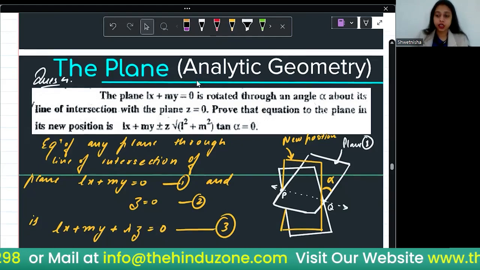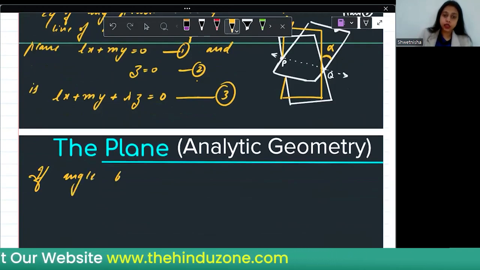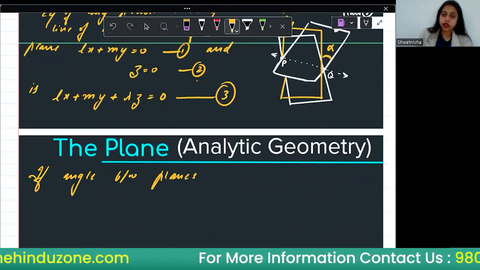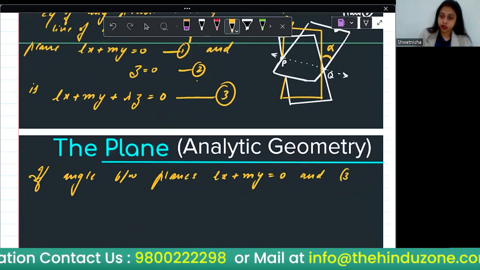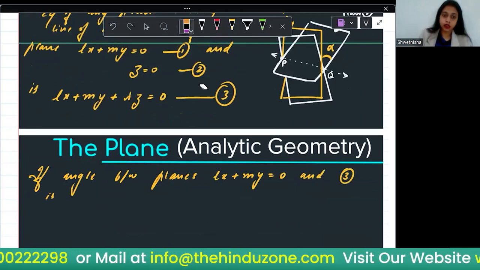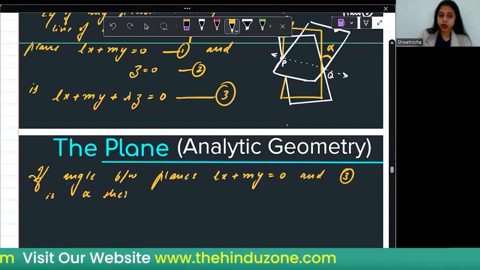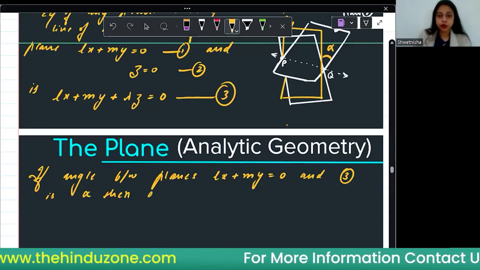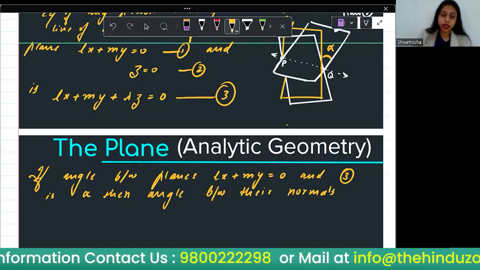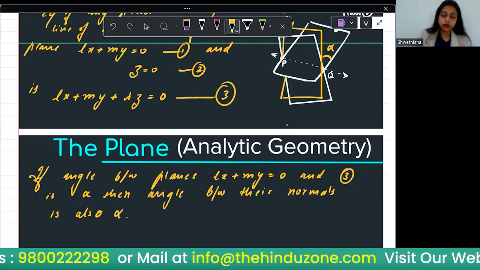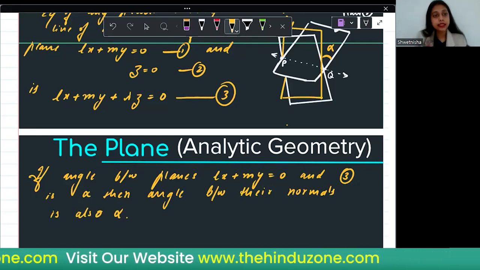Now if the angle between the planes Lx plus My equals 0 and plane 3 is alpha, then the angle between their normals is also alpha. The angle between the two planes is alpha, so the angle between their normals is also alpha because both normals are just 90 degrees to the planes.